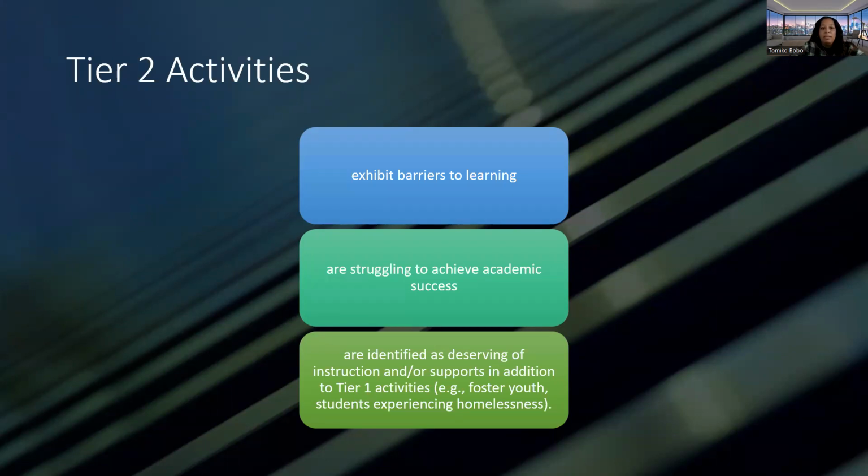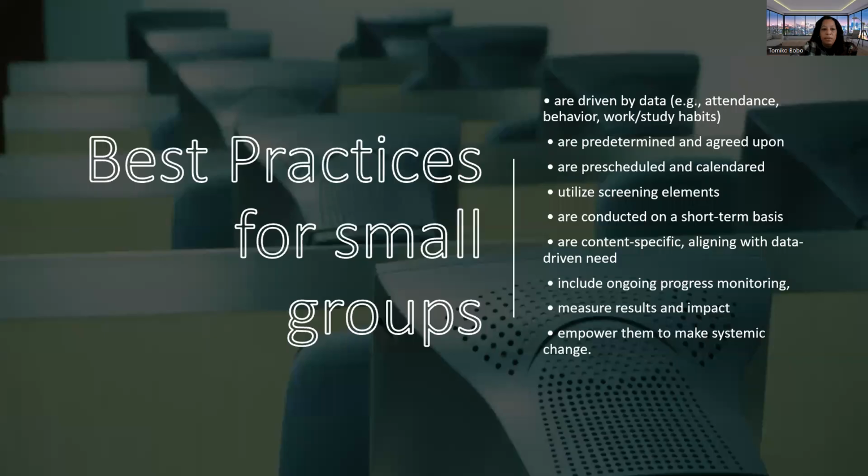When a student is exhibiting barriers to learning, or is struggling to achieve academic success, or if they are identified as deserving of instruction and/or supports in addition to the tier 1 activities, such as your foster youth students or students experiencing homelessness, these are all the reasons for a tier 2 level. Okay. Some best practices for small groups.